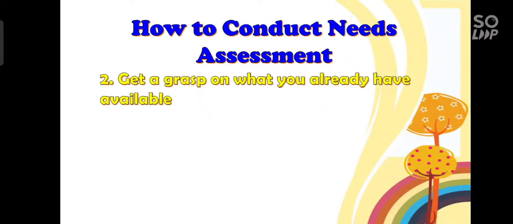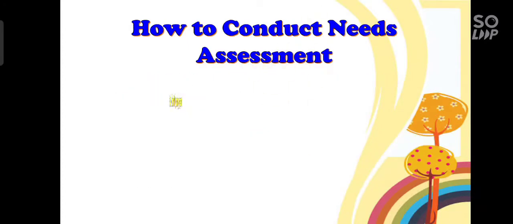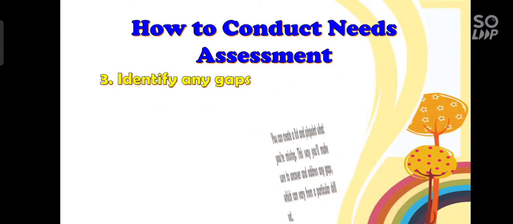Next, number 2, get a grasp on what you already have available. Now that you know what's required for that project, it's time to turn your attention to your existing resources. We have to ask ourselves, what do we already have available that we could use for that project? We have to collect whatever we can because that's the information we will be needing as we move on into the next step, which is identifying any gaps.